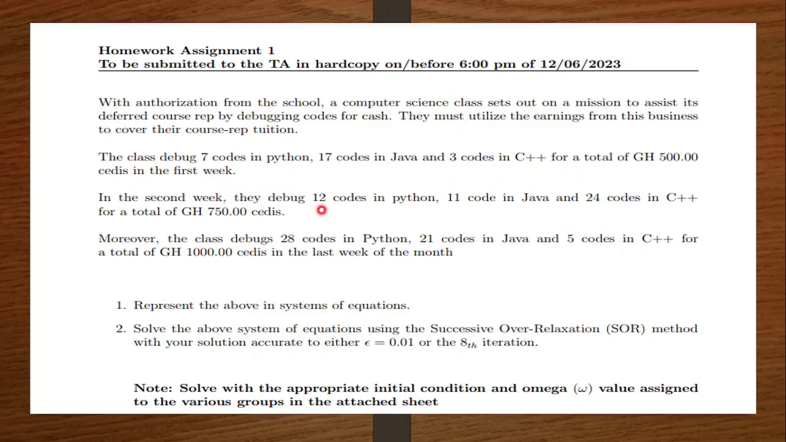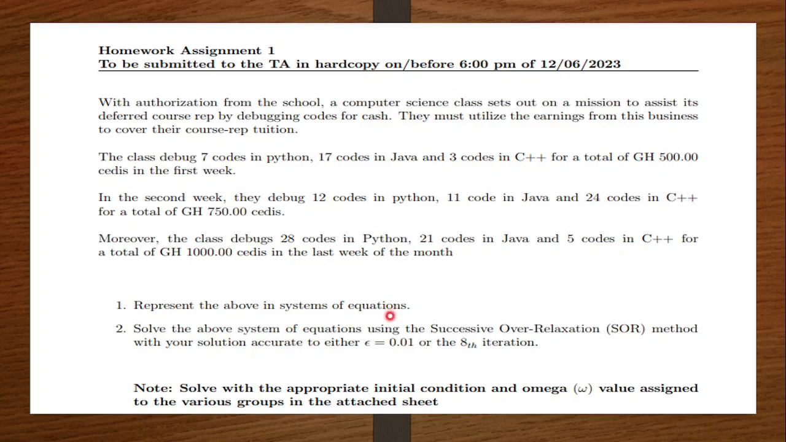In the second week, they debugged 12 codes in Python, 11 codes in Java, and 24 codes in C++ for a total of 750 cedis. Moreover, the class debugged 28 codes in Python, 21 codes in Java, and 5 codes in C++ for a total of 1000 cedis in the last week of the month.